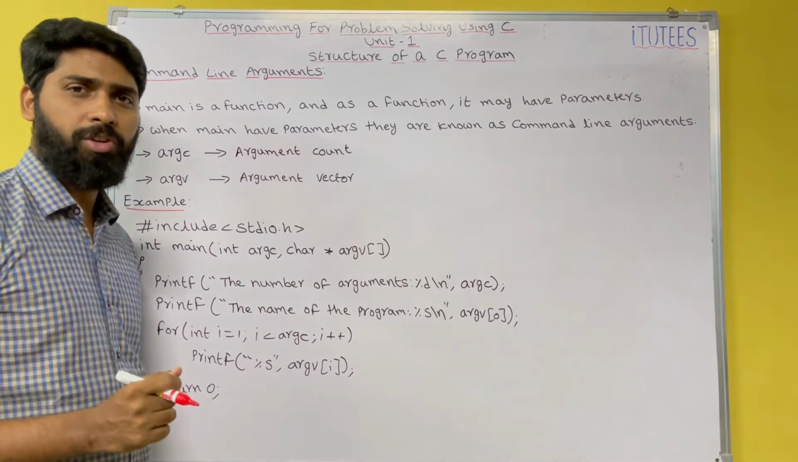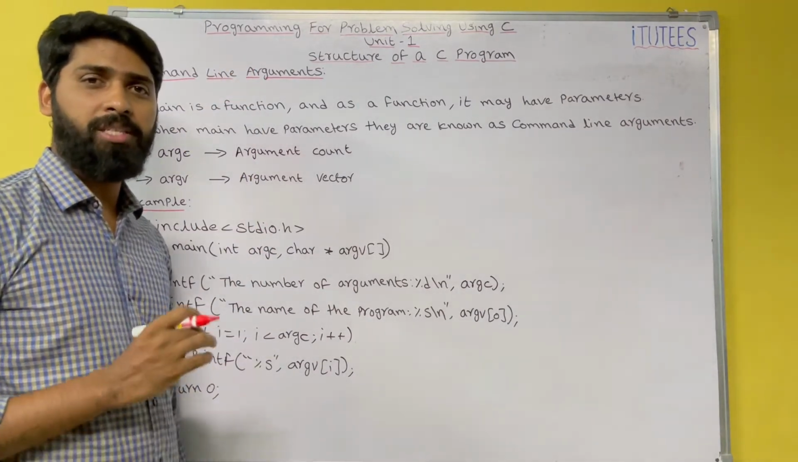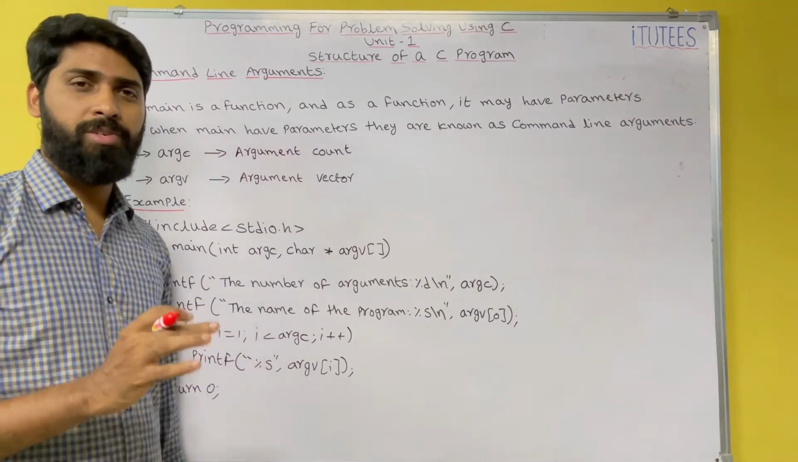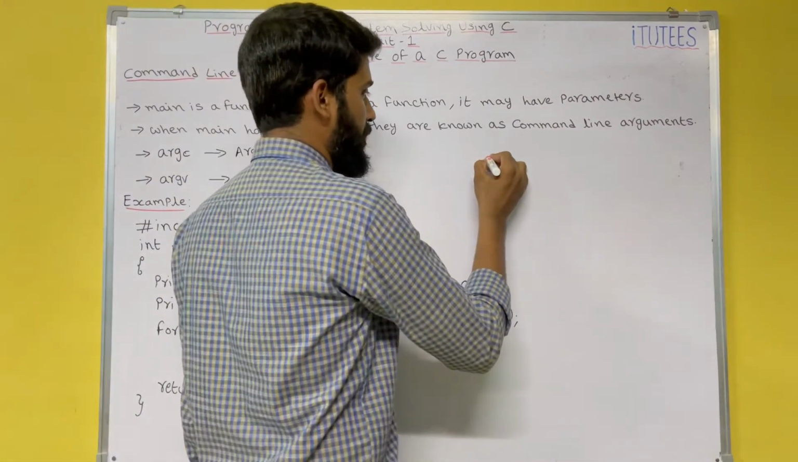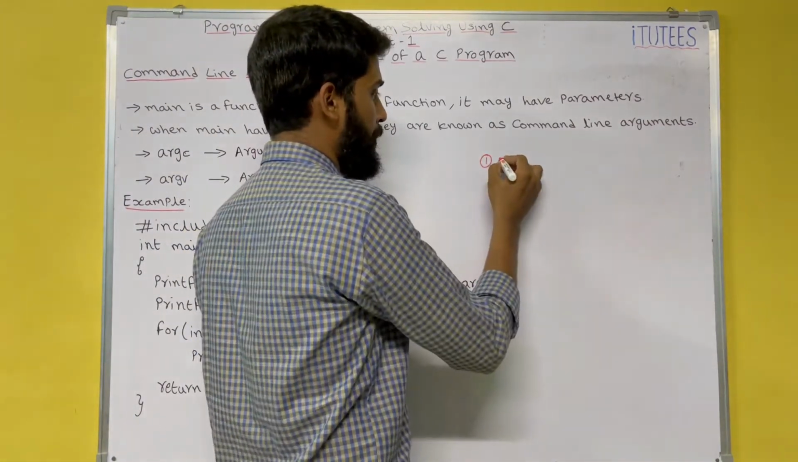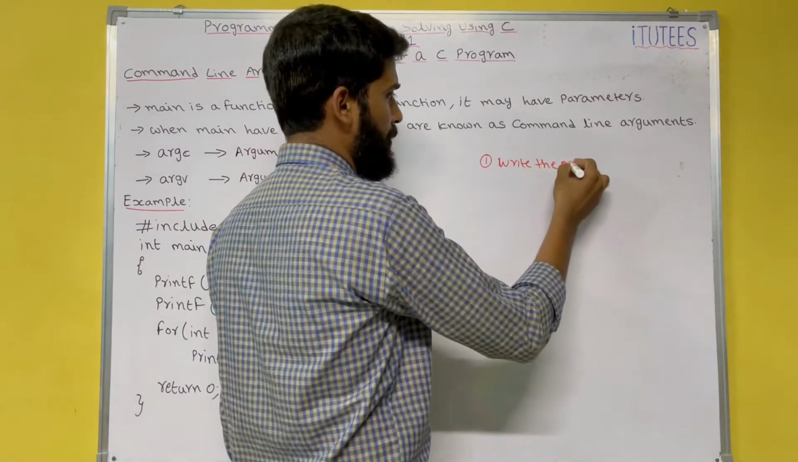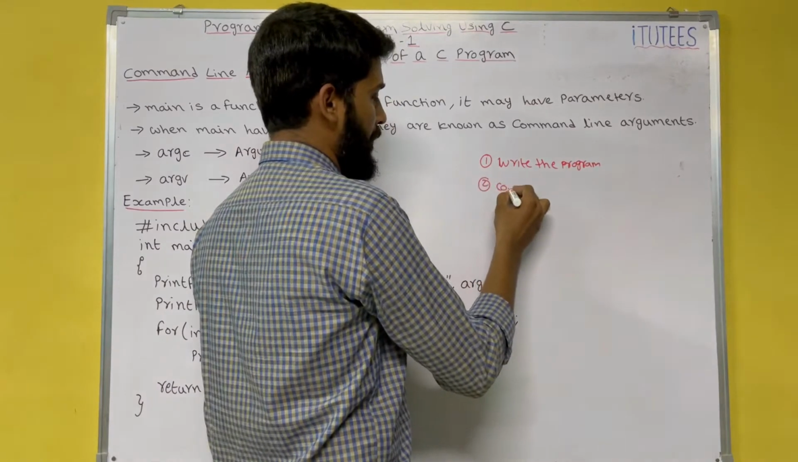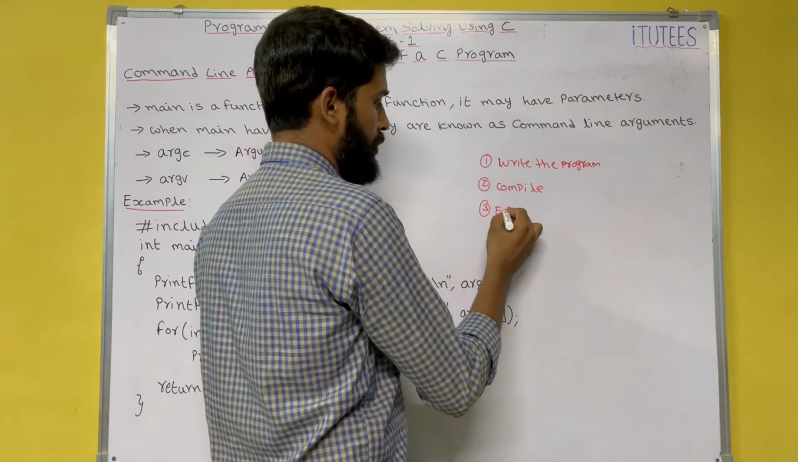In this class we are going to learn about command line arguments. In the previous class we saw how to execute programs. First we see how to execute a program. So how? The first step is you write the program. Second step, compile the program. And third step, execute the program.